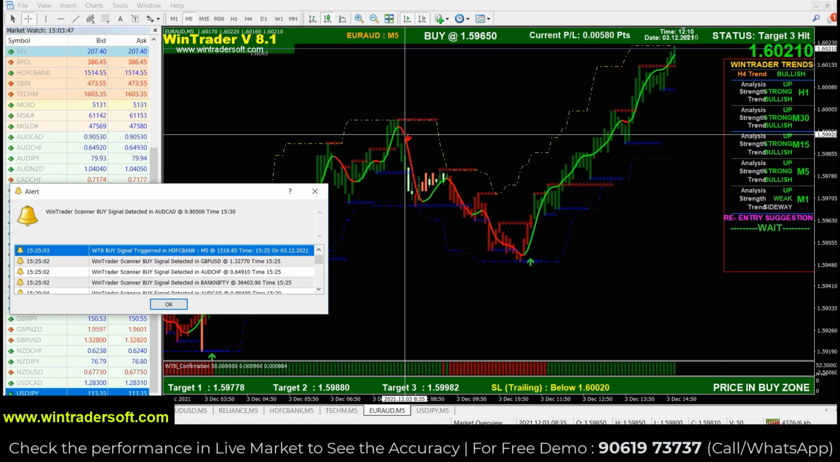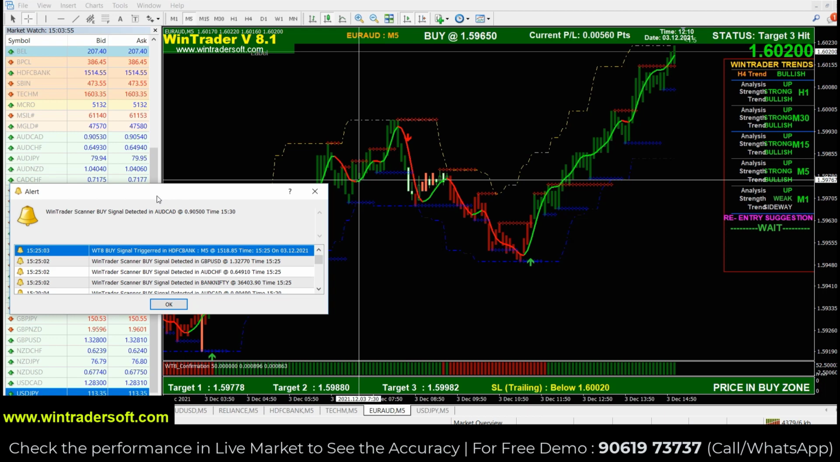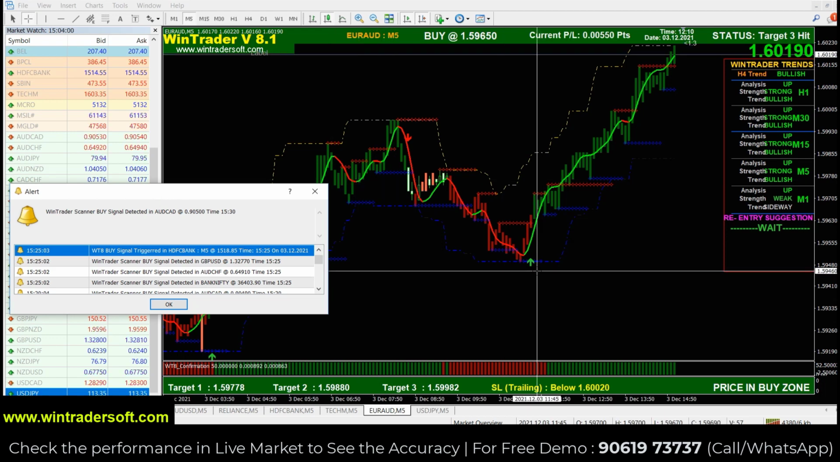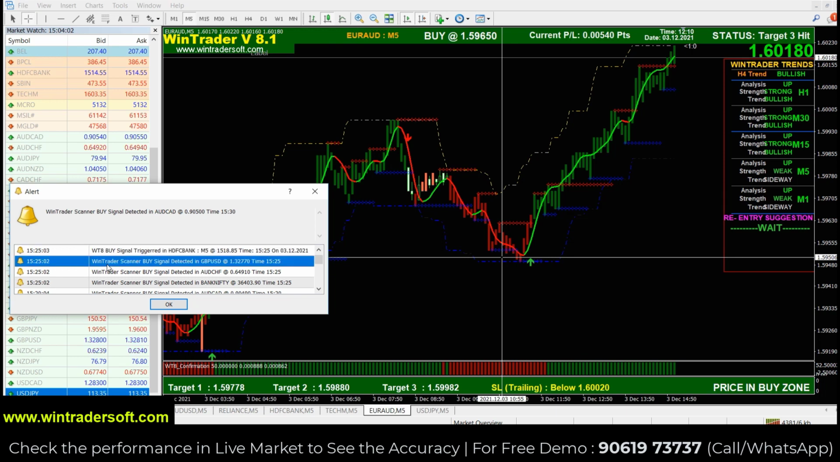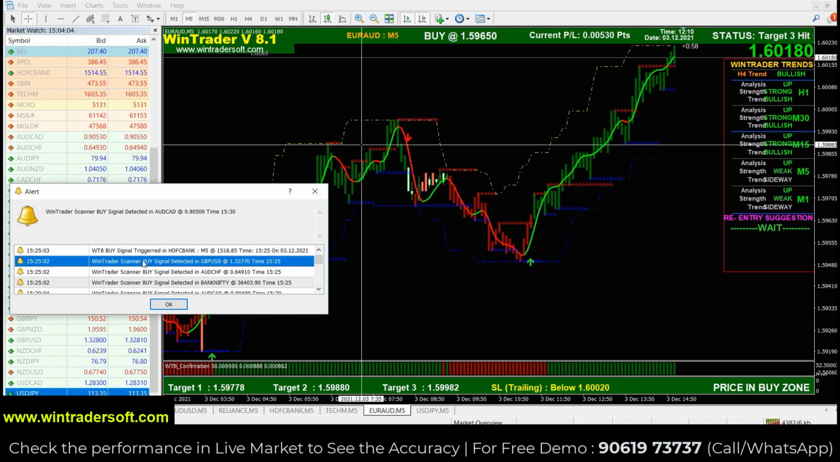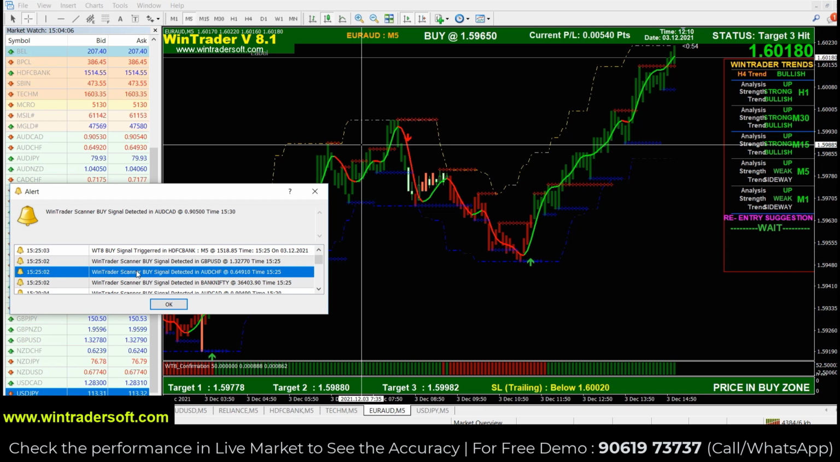These are the automatic signals. Whenever the software generates a buy or sell signal, an alert message will display on your screen with a sound. In this alert message you can find the entry point: if it is a buy signal, you can find the buy price here, and if it is a sell signal, the sell price will display here. But before taking the position, you have to check whether the signal is confirmed or not.